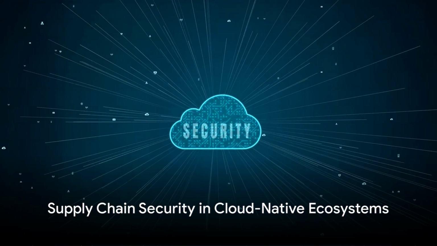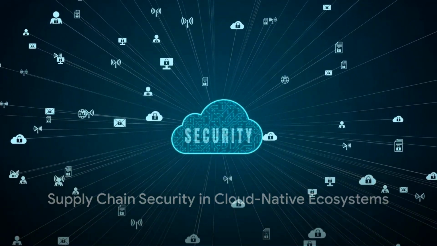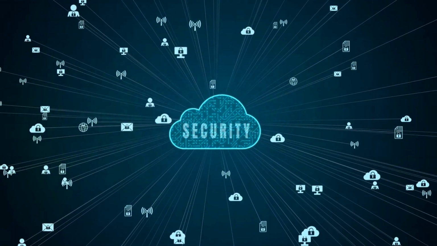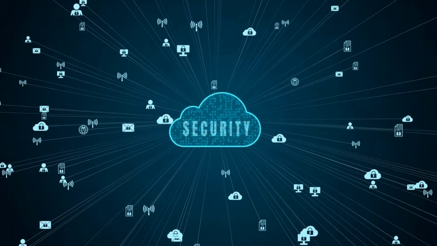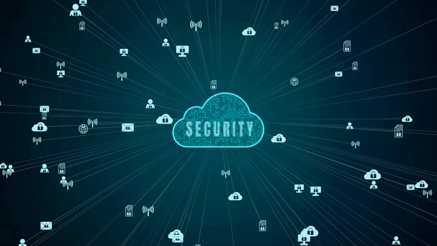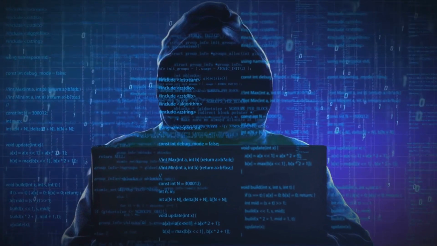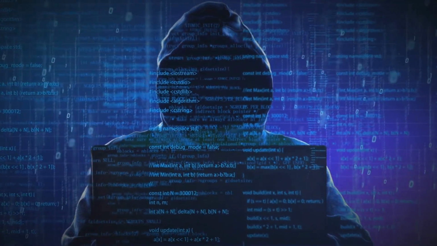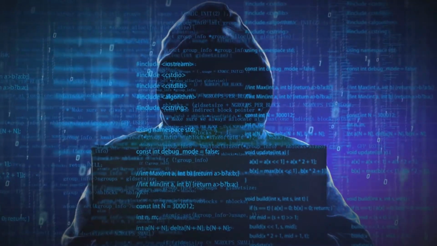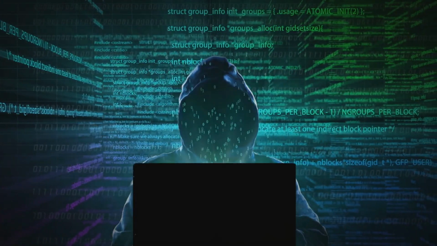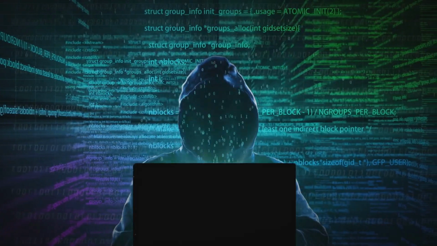Supply chain security in cloud-native ecosystems involves ensuring the integrity and security of software throughout its lifecycle, from development to deployment. A breach in the supply chain can lead to widespread vulnerabilities. Real-world example: the SolarWinds hack, which involved inserting malicious code into a legitimate software update, underlines the importance of verifying third-party code and using tools like SigStore for artifact signing and transparency logs to safeguard the software supply chain.